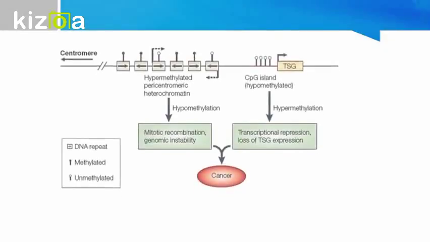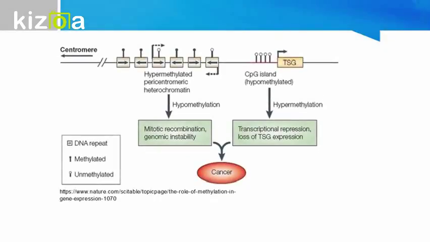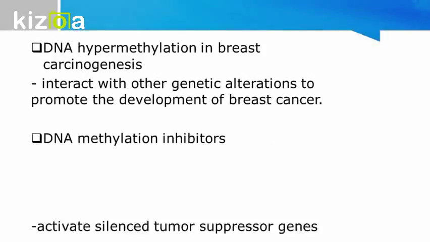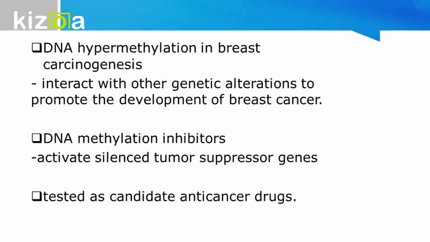Regions which consist of a high density of CpG are known as CpG islands. They are found in regulatory regions such as promoters and lead to inactivation of transcription. CpG islands are much less common in tissue-specific genes. This DNA hypermethylation plays an important role in breast carcinogenesis. It interacts cooperatively and synergistically with other genetic alterations to promote the development of breast cancer.